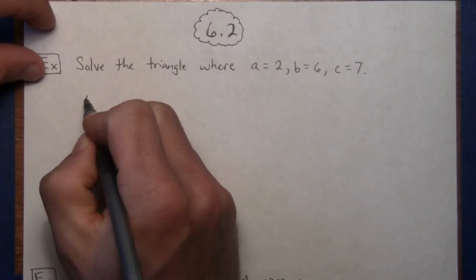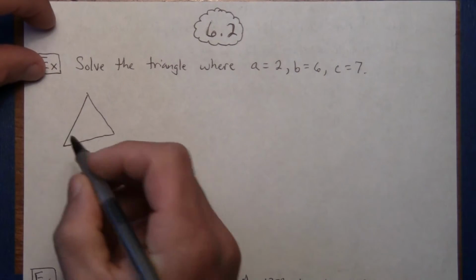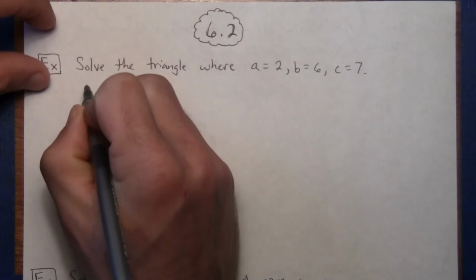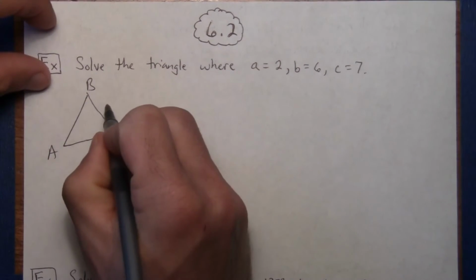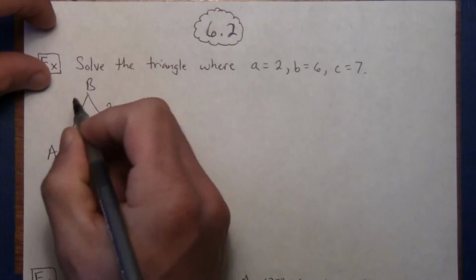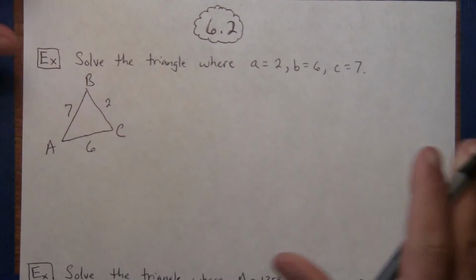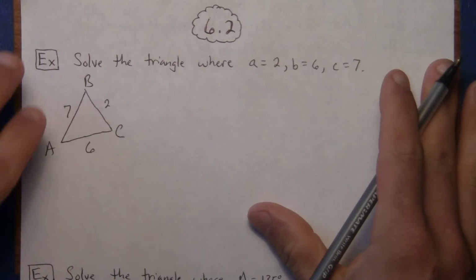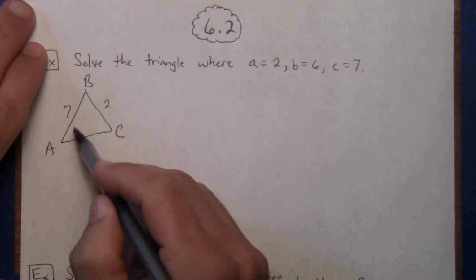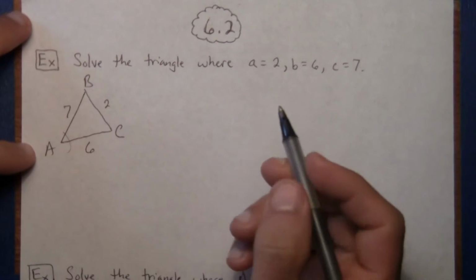Like I told you before, I always like drawing a picture just so I have something to look at. Label your sides and angles however you want, as long as angle A is across from side A and so on. It doesn't matter how accurate your picture is, just something to look at. I'm going to use that equation that we manipulated to find the angles since I have all three sides. So I'm going to find angle A to start with.